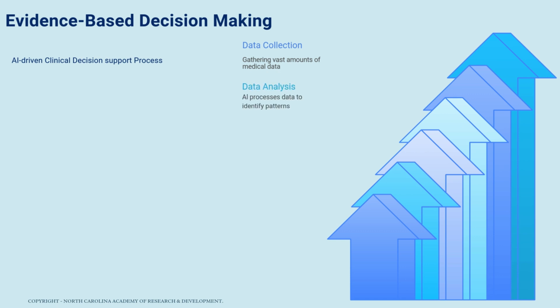Next is data analysis. Now, this is where AI shines. It sifts through complex datasets, identifying patterns, correlations, and potential red flags that might not be immediately obvious to the human eye. Once the data is analyzed, we move to recommendation generation. The system generates evidence-based suggestions, whether it's the most appropriate diagnostic test or an optimal treatment plan tailored to the patient's profile.